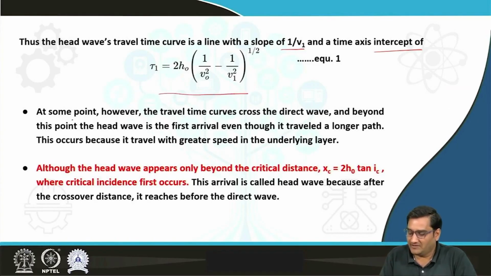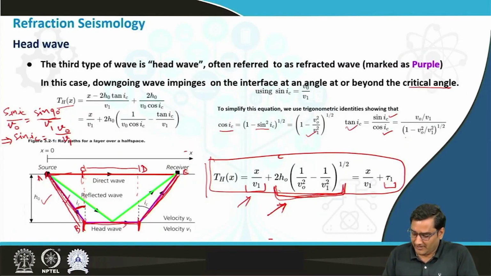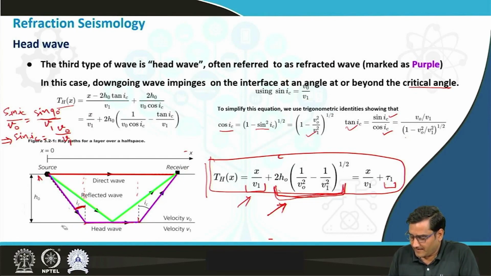At some point, however, the travel time curves cross the direct wave, and beyond this point, the head wave is the first arrival, even though it traveled a longer path. This occurs because it travels at greater velocity in the underlying layer. So what basically happens is that first the direct ray travels and is recorded at the receiver, and the head wave is also coming here, because part of the head wave is traveling in the higher velocity layer.